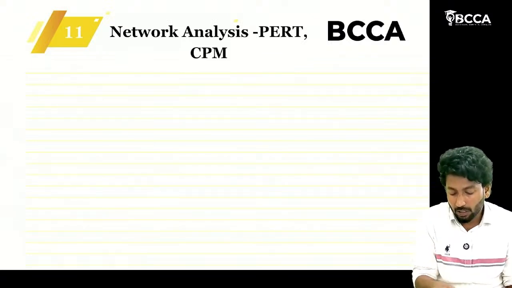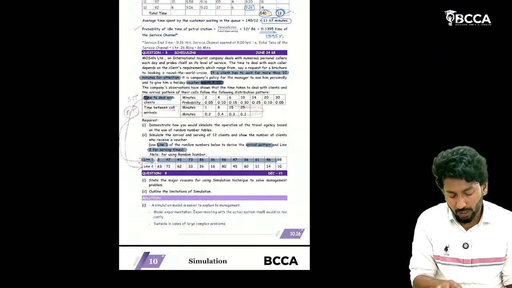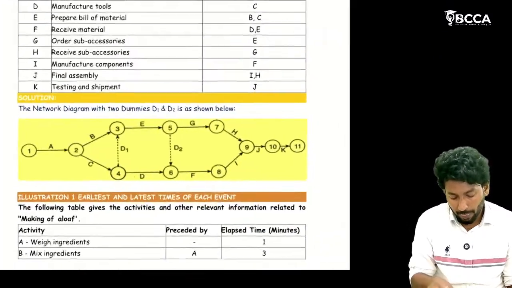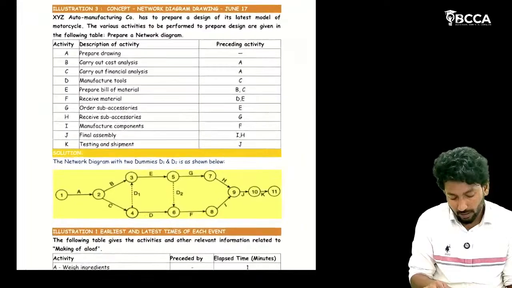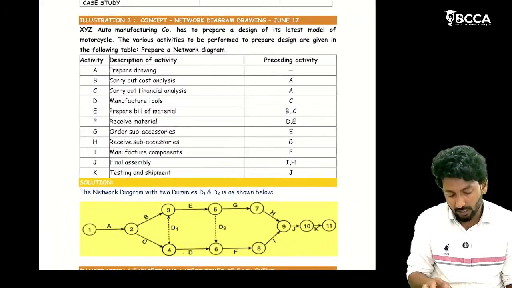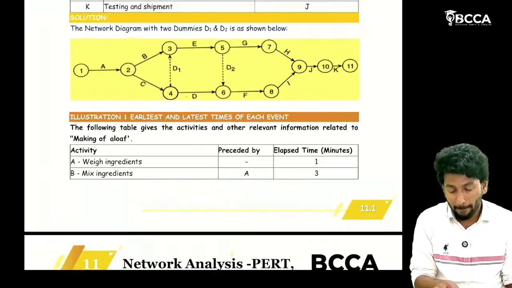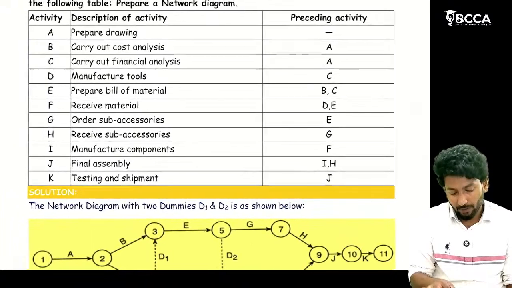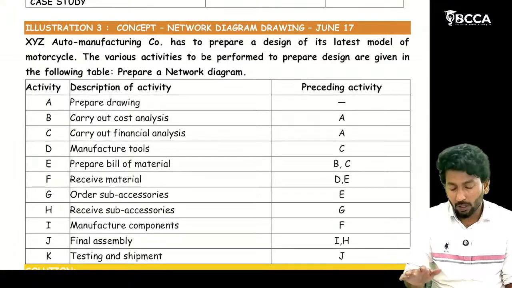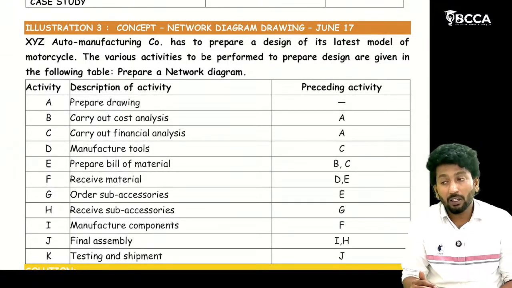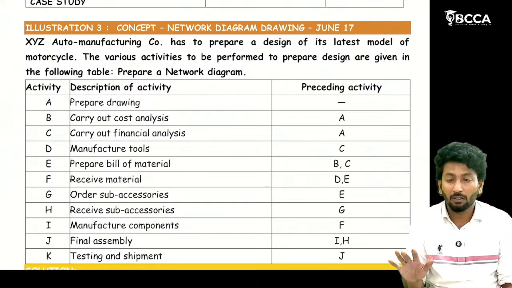Let us draw some diagrams. Let us pick some questions and try to draw network diagrams. Read this question, illustration 3. Directly we are going to attack illustration 3, page number 11.1. Just look at the question, read it, and try to draw the network diagram roughly. It's fine if you get a wrong diagram.